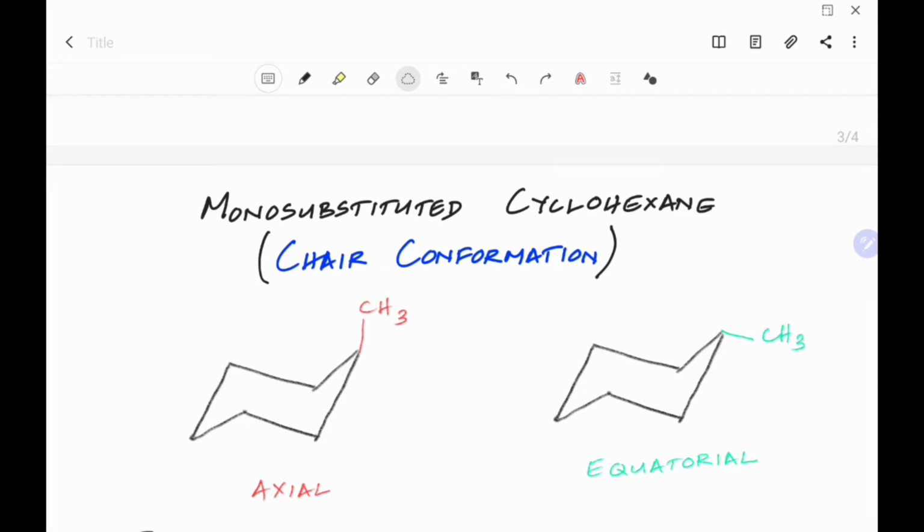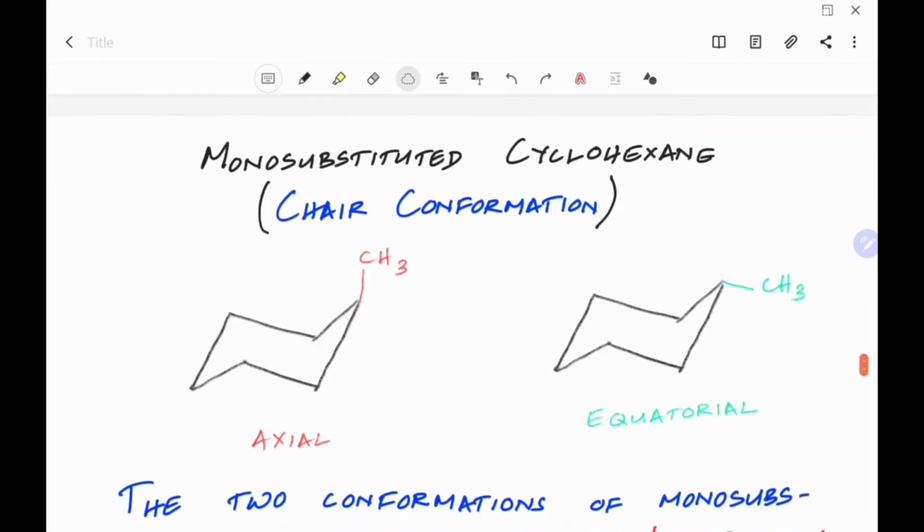So if you take a look at the chair conformation for two conformations of methyl cyclohexane, you can draw two conformations for methyl cyclohexane. As you can see, these two are different. Why? Because in one conformation the methyl group is in an axial position, and in the other conformation the methyl group is in an equatorial position, right?